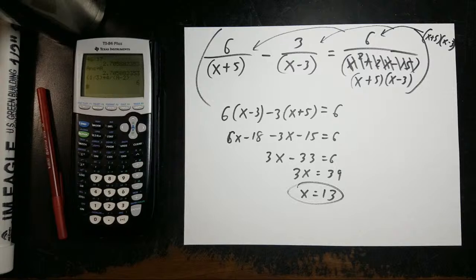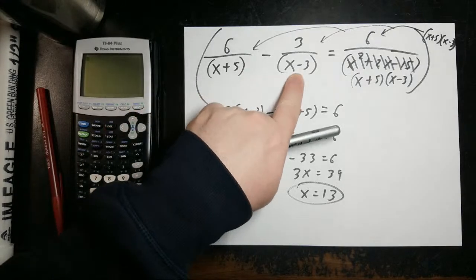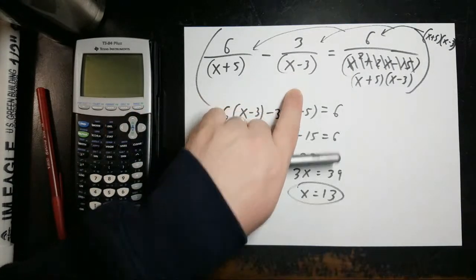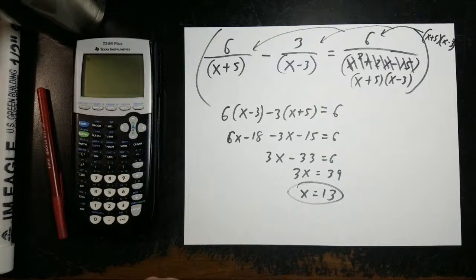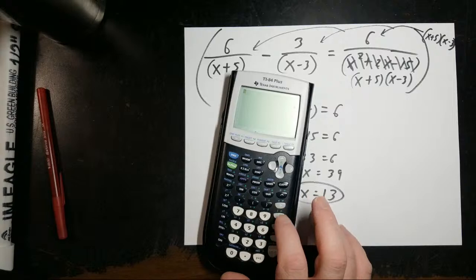There are two numbers that if you got them as answers, they would be considered false solutions. And that would be negative 5 and positive 3. Because you are not allowed to get 0 in the denominator. That would cause a vertical asymptote, and it would not be allowed to exist.